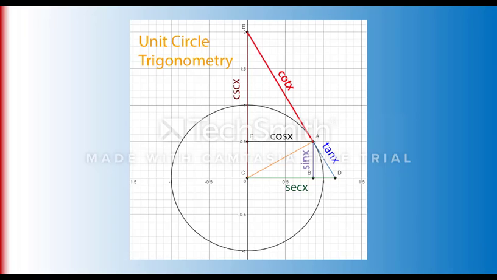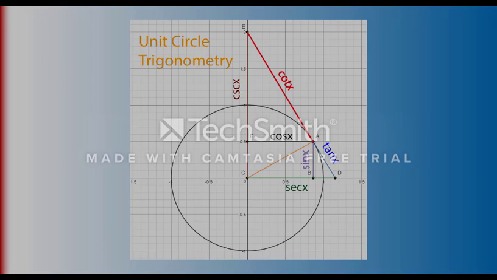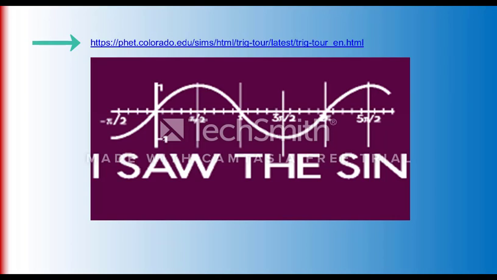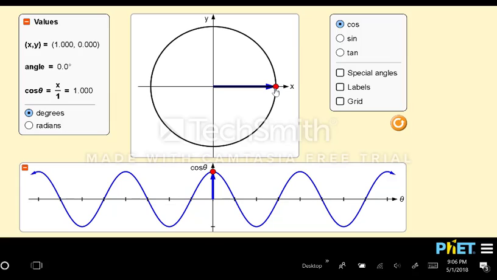Recall from yesterday with our activity with spaghetti that we learned where the 6 trig functions were located on a unit circle. Knowing this, we can use these to graph our sine and cosine curves. If you go to this link, there's a simulation that you can look through that actually graphs your sine and cosine curves for you. What you'll notice is for the cosine curve that the line goes from the y-axis all the way to the point.